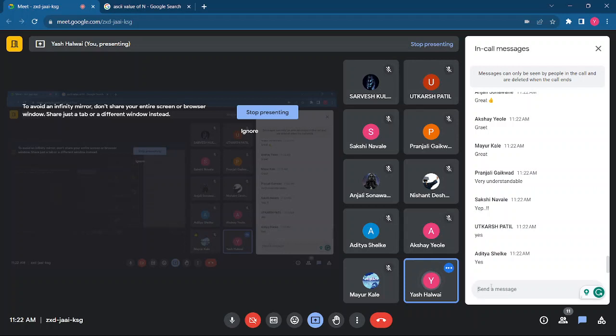So let me open the syllabus once. Okay, where is the syllabus? Yeah. So the next unit is loop, array and pointer. So from tomorrow we will be starting with loop, array and pointer. So mentally be prepared.